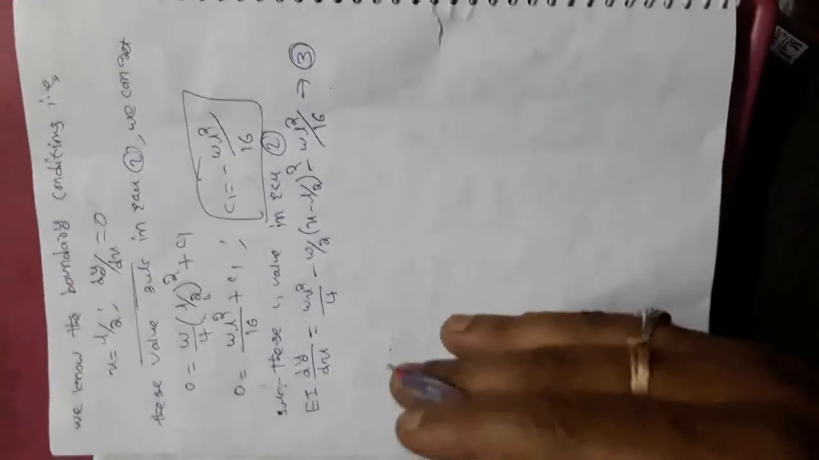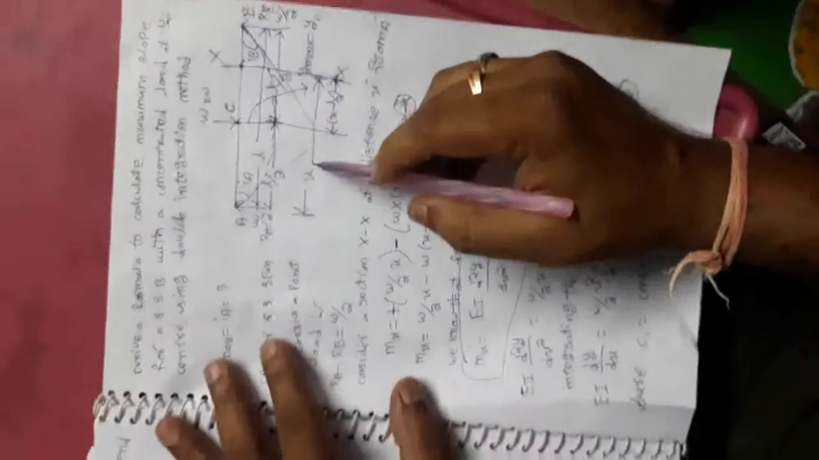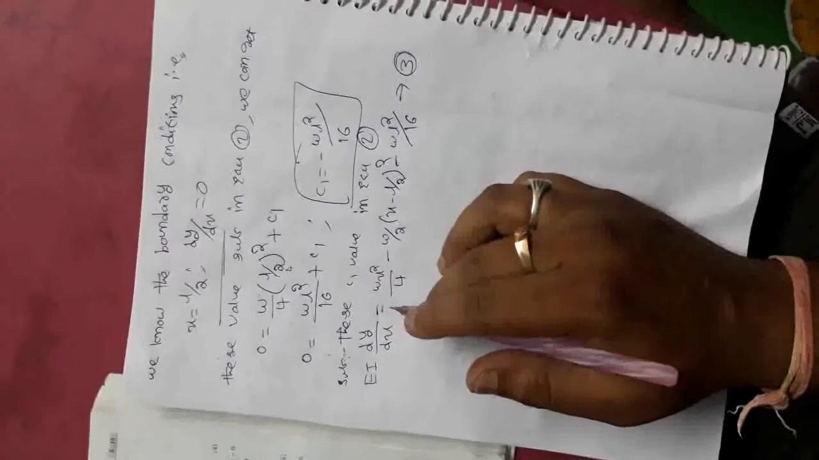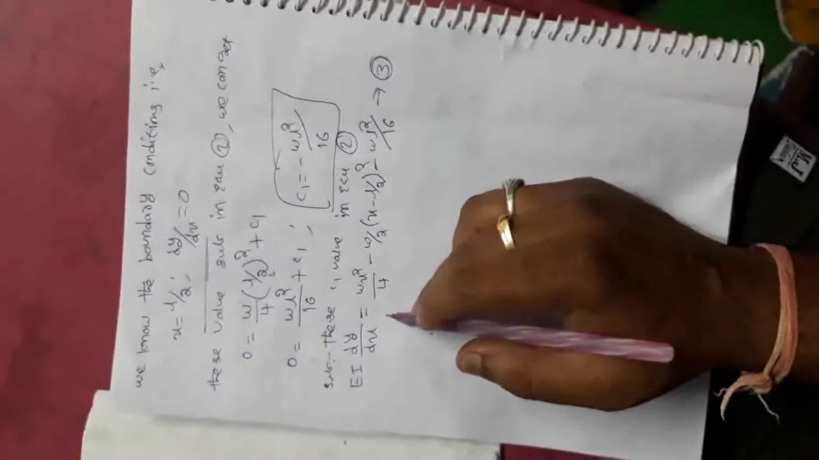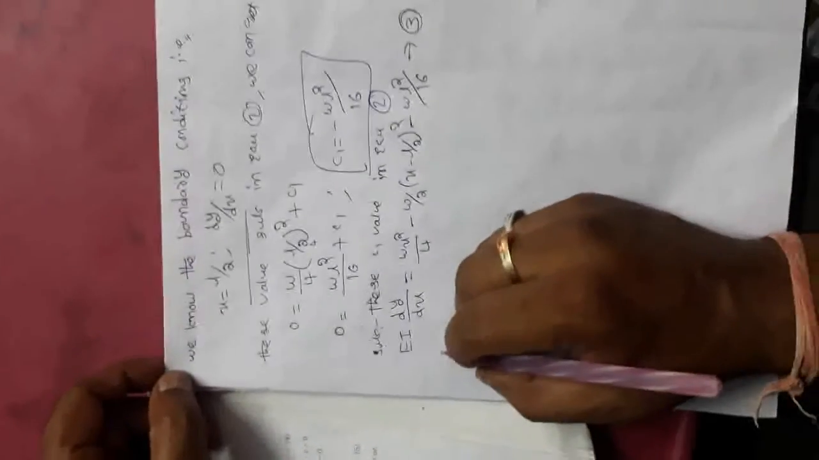Next, for finding the maximum slope, theta A: the maximum slope at A occurs at A. Why? Because I can assume this x distance from A. So here you can get first theta A, the slope at A. For finding the maximum slope, you can put the second boundary conditions.